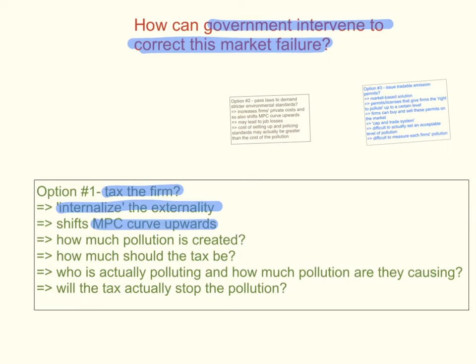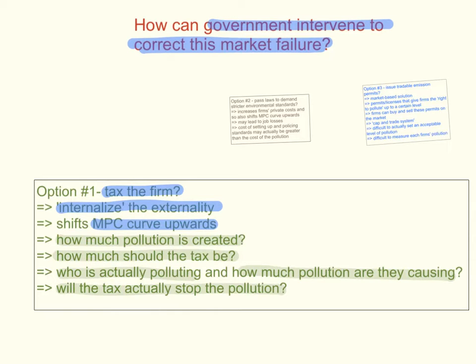However, there are many questions that the government has to answer. For example, the government first has to know how much pollution is created. Pollution is not something that's very easy to measure. The government should also attempt to calculate how much the tax should be. How do you determine the tax rate? Who is actually polluting? And by how much, or how much pollution are they causing? And will the tax actually stop the pollution? These are all questions that the government needs to answer and investigate.